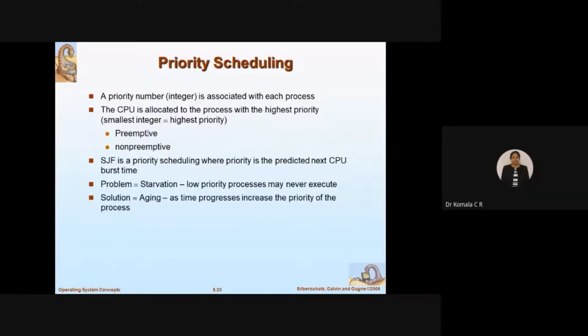Again, I can go for preemptive and non-preemptive. This I will be discussing in detail with the examples. Now I am comparing this priority scheduling with SJF. How did we do it in SJF? SJF is a priority scheduling where priority is the predicted next CPU burst time. There also I tried to predict the next CPU burst, right? How did I give priority in that technique?